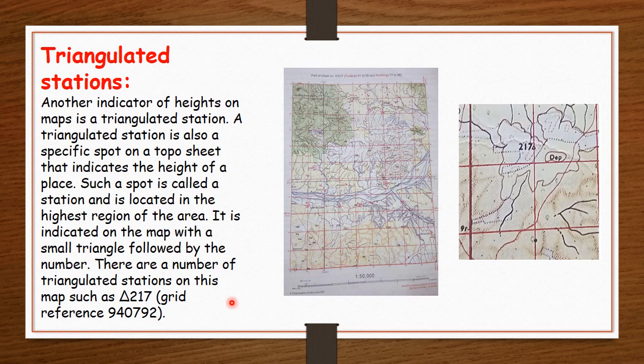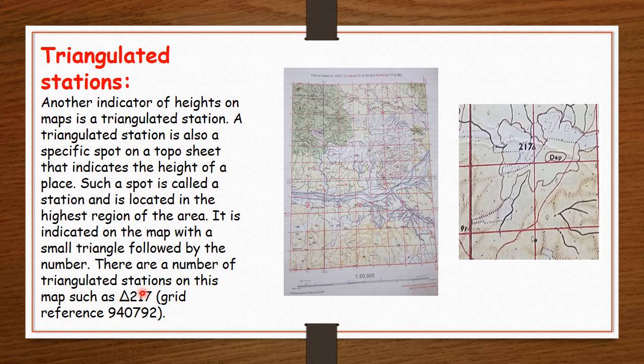Another important indicator on topo sheets which always shows heights is the triangulated station. A triangulated station is also a specific spot on a topo sheet that indicates the height of that place. These elevated spots are called stations, and they are always located in the highest region of that area. It is indicated on the map with a small triangle followed by the number.